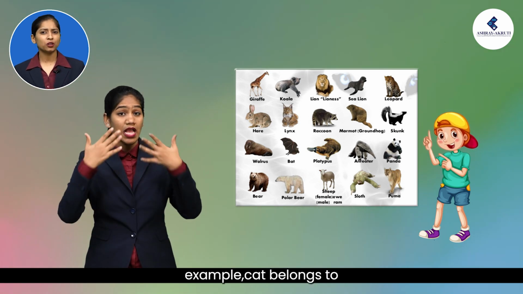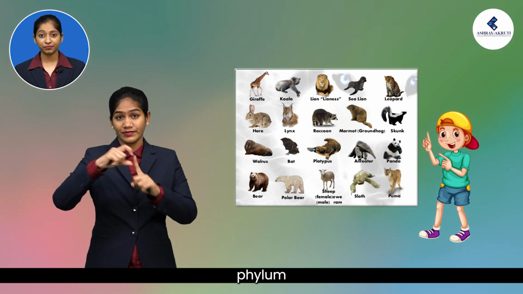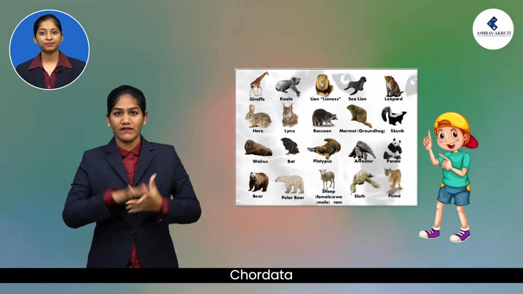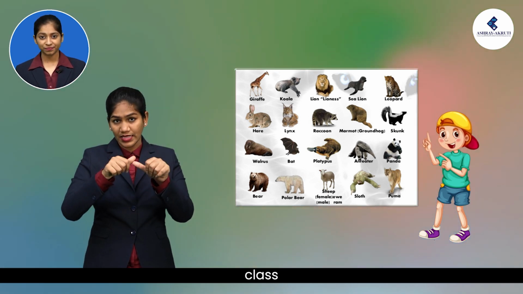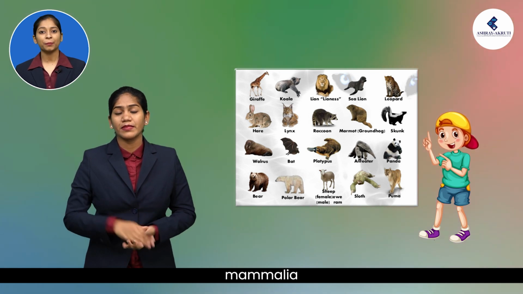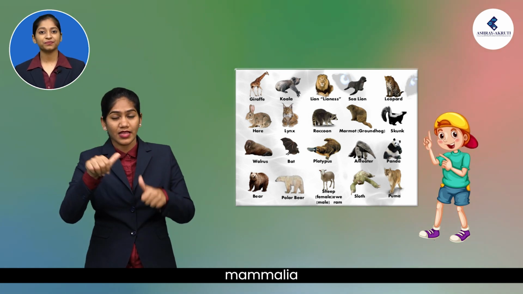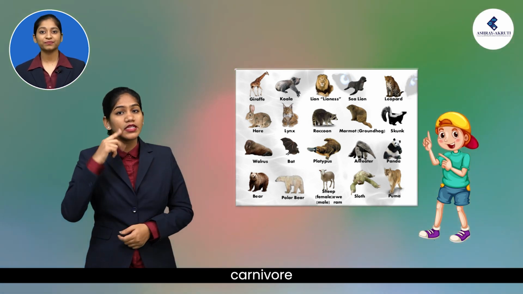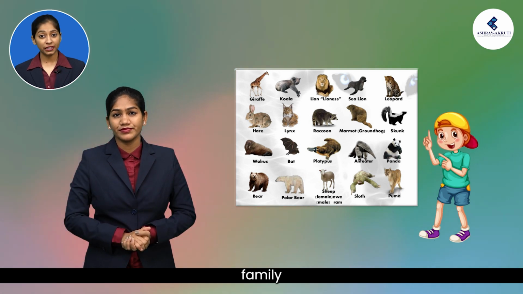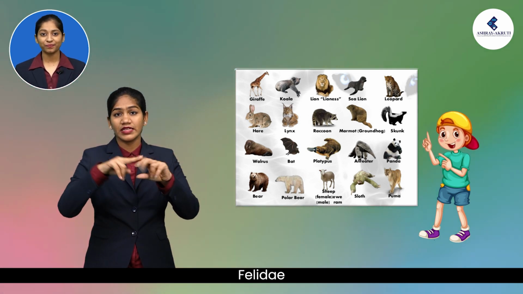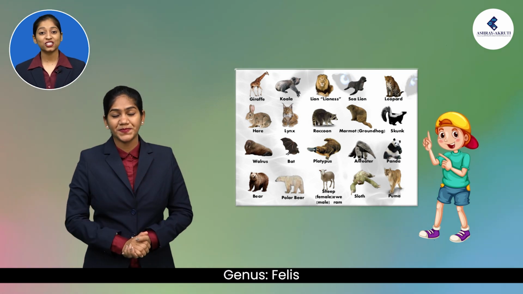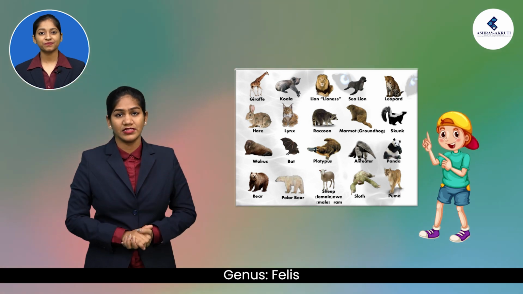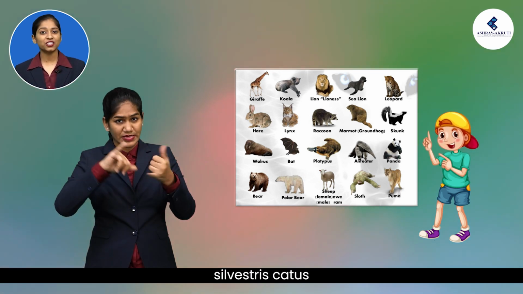Example, cat belongs to phylum Chordata, class Mammalia, order Carnivora, family Felidae, genus Felis, species silvestris catus.